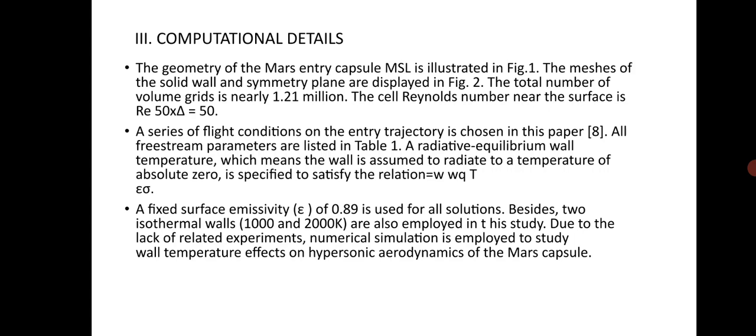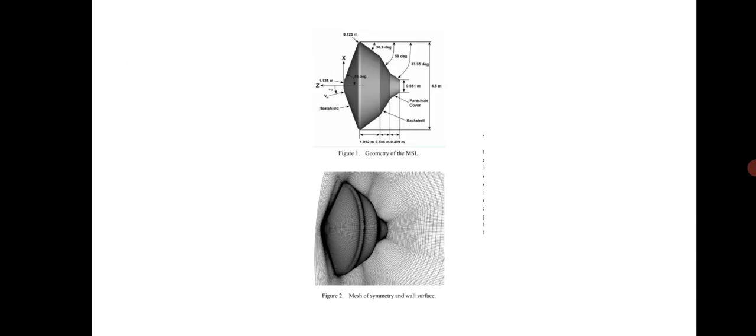A fixed surface emissivity of 0.89 is used for all solutions. Besides radiative equilibrium, two isothermal walls, 1000 and 2000 Kelvin, are also employed in this study. Due to the lack of related experiments, numerical simulation is employed to study wall temperature effects on the hypersonic aerodynamics of the Mars capsule.